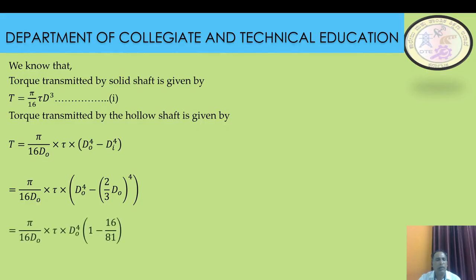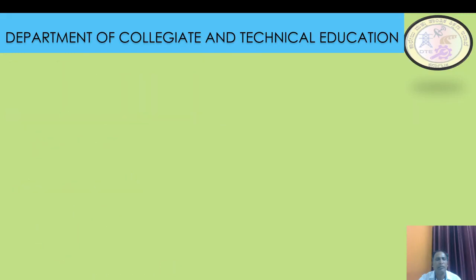Therefore, pi by 16 DO into tau into DO raised to 4 is taken outside the bracket, leaving 1 minus 2 to the power of 4, which is 16, over 3 to the power of 4, which is 81. One DO gets cancelled with the other, so DO cube remains. So (81 minus 16) divided by 81 is 65 divided by 81. Call this equation 2.